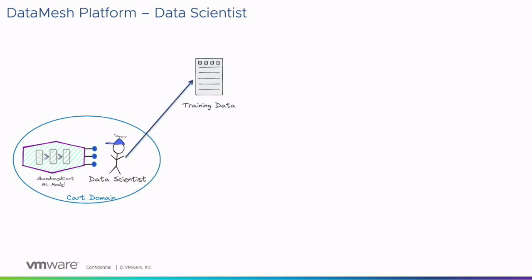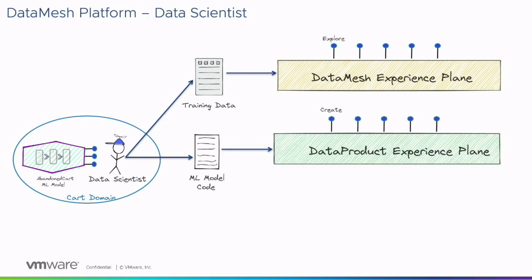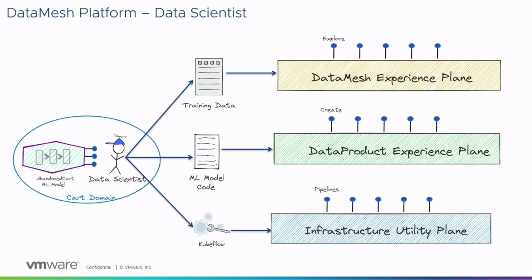If you're a data scientist, again, working through this, you would identify your training data through the data mesh experience plane. You would identify the necessary features. Then you would build your ML model code, which you would again work through in terms of the data product experience plane. And then you would provision infrastructure. For example, in this case, if this requires something like Kubeflow, you would provision it through your infrastructure utility plane. Now that could be Crossplane, Terraform, or however you want to implement your platform, right?